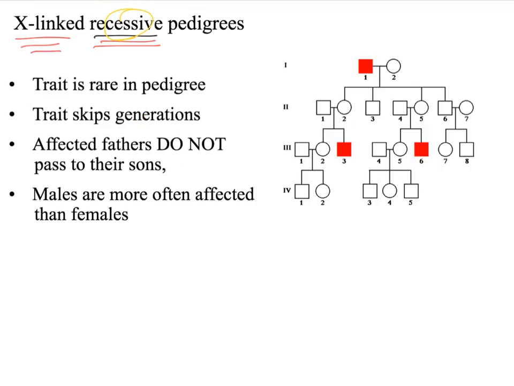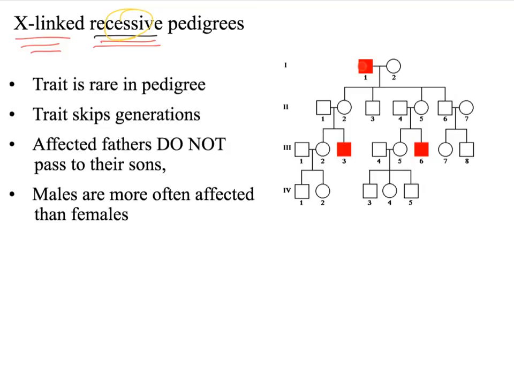The fathers do not pass it on to their sons. That's a real key to X-linked. If you see a father giving it to a son, then it's Y-linked. And if you see that, and only males get it more often than females, well, first off, it's Y-linked, only males are going to have it. But also the fact that this person has it, and he has a son that doesn't have it, you know it's X-linked and not Y-linked, right?